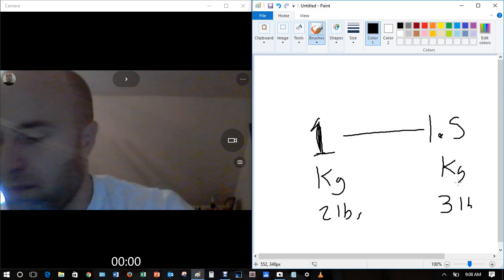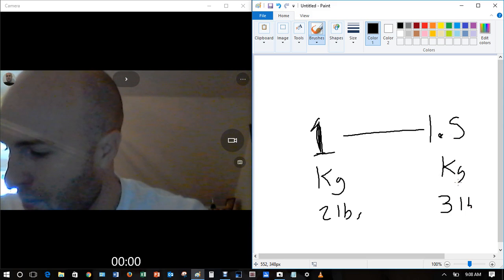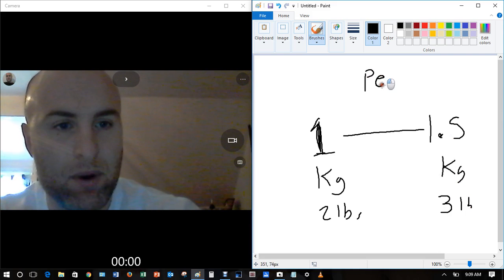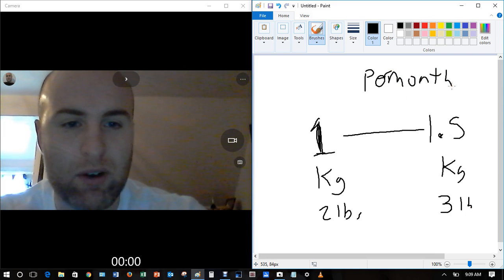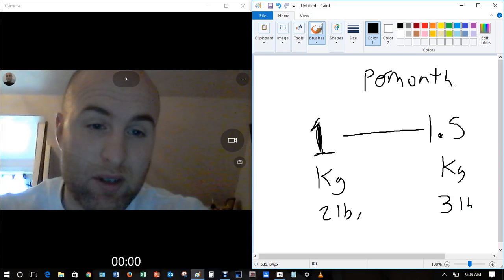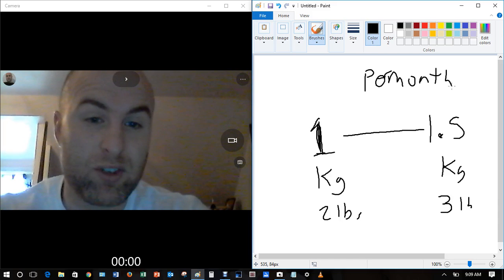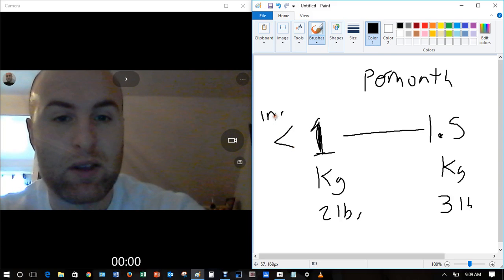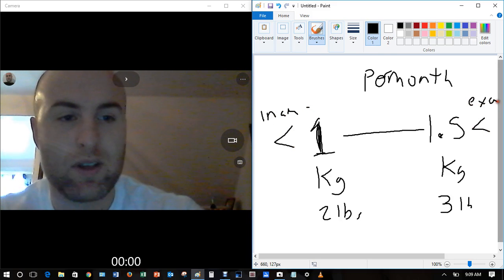So every month during pregnancy, she should be gaining 1 to 1.5 kilograms. If it's less than 1 kilogram, not enough. If it's more than 1.5, it's too much. So less than this would be inadequate, and greater than this would be excessive. Okay, got that?